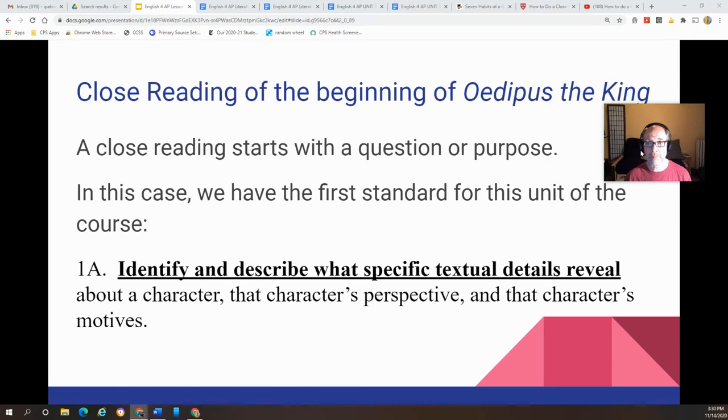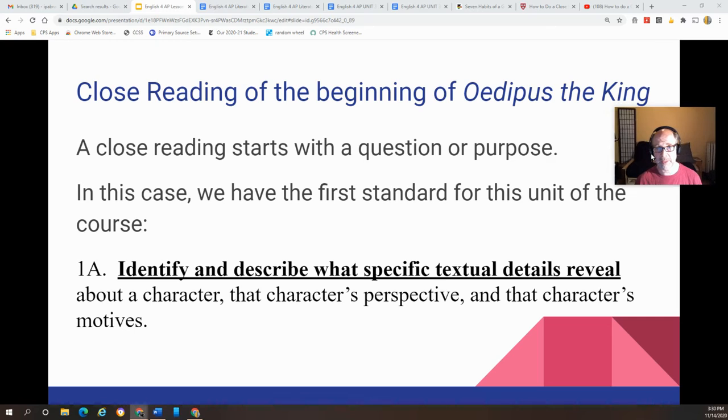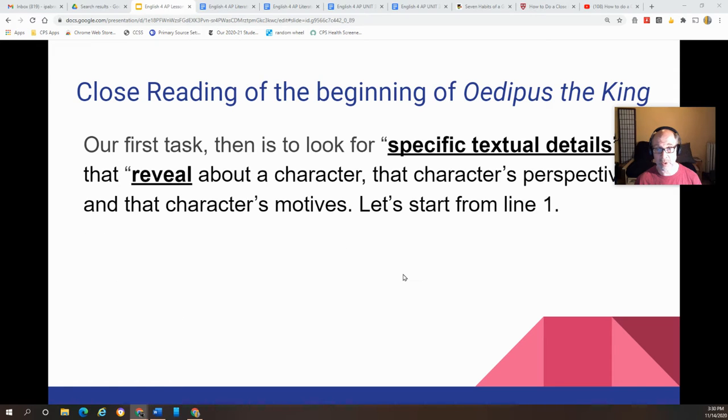So let's use Oedipus the King and what we were talking about in class the other day as an example. So a close reading always starts with a question or purpose. That's on the Harvard site too. I just didn't put that part up there. And in this case, we have a question, or rather a purpose, in the first standard for this unit of the course. So it is, to recap, identify and describe what specific textual details reveal about a character, that character's perspective, and that character's motive. So we're going to try to do all of those.